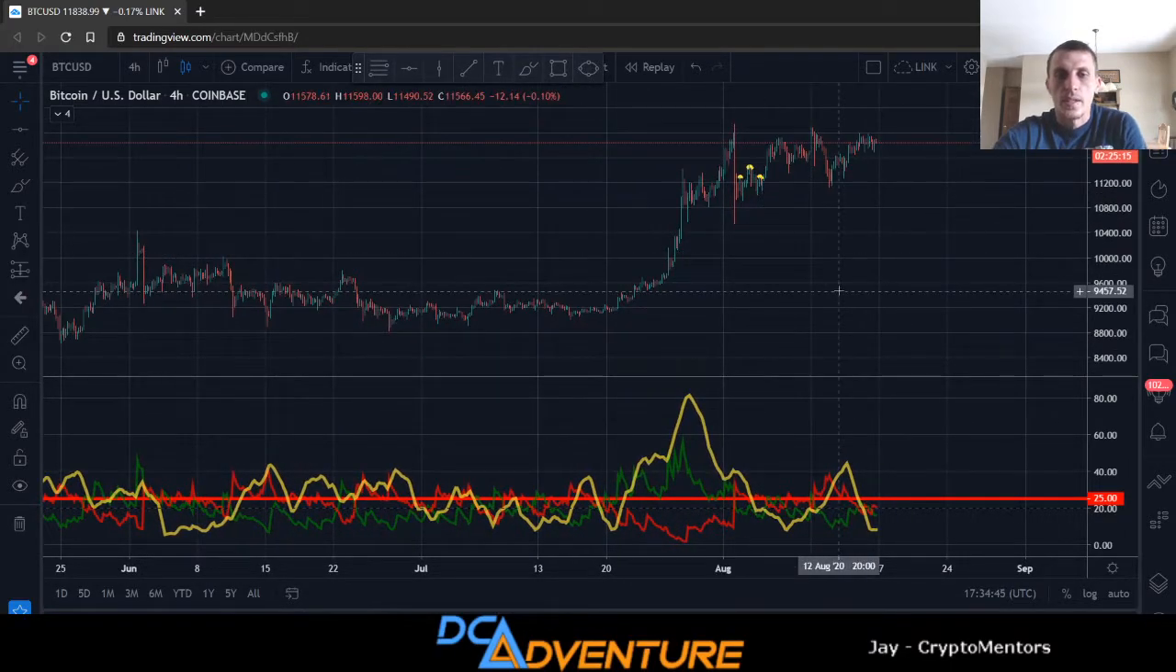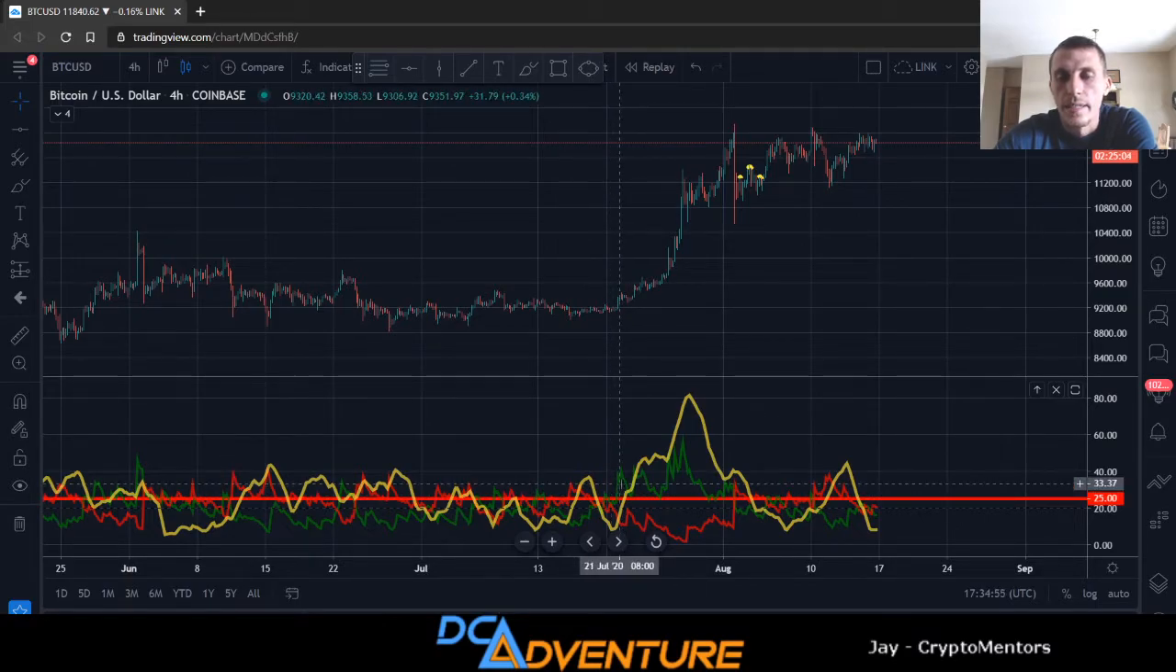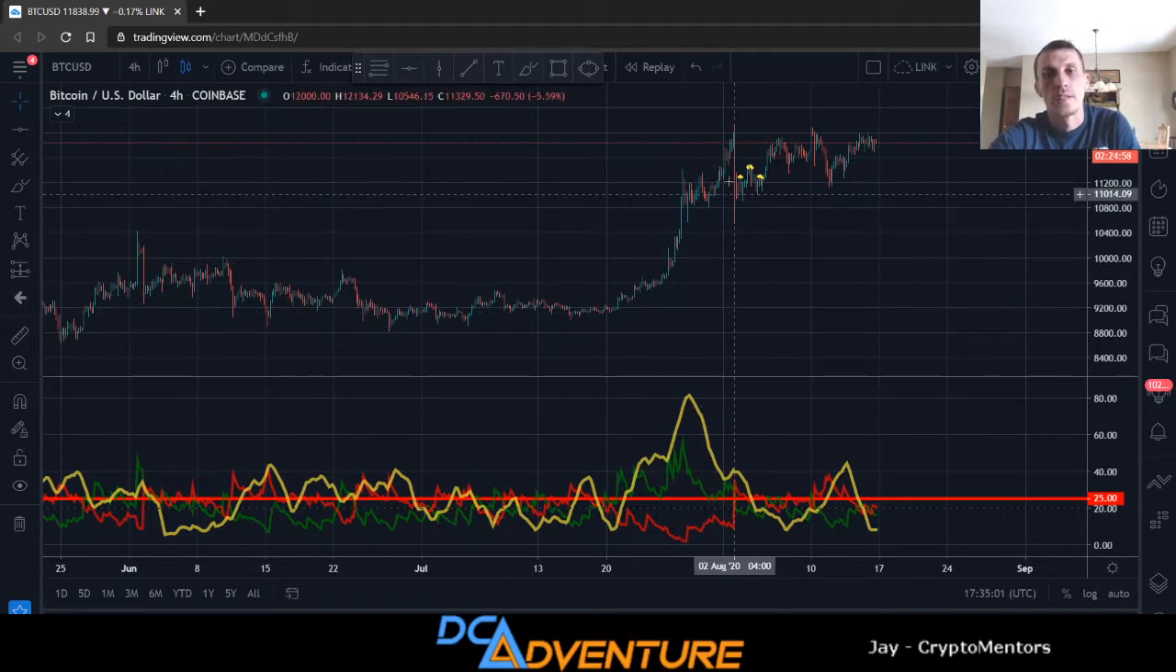So, just looking at this chart, right here, when ADX hit the 25 mark and we broke it, we had the DI positive on top. So you would have gone long right here on the 4-hour chart. And you would have got a nice little run there. You would have taken profit.